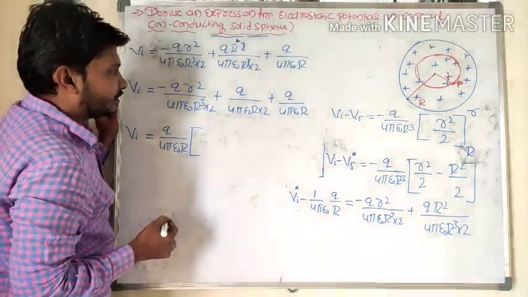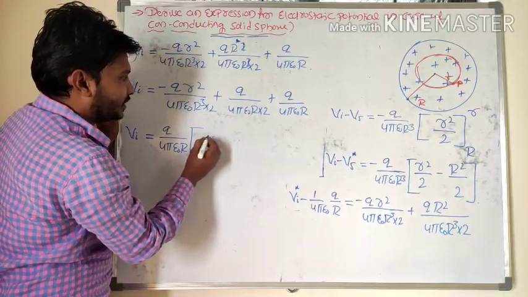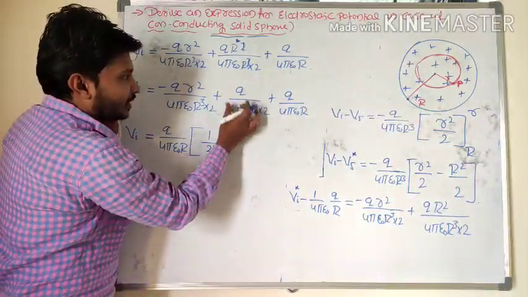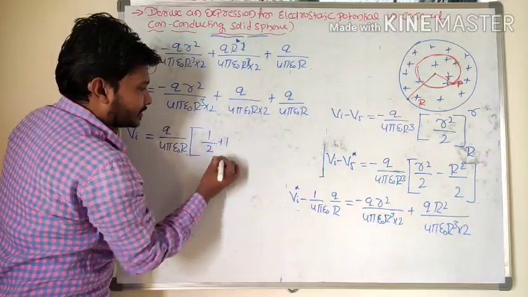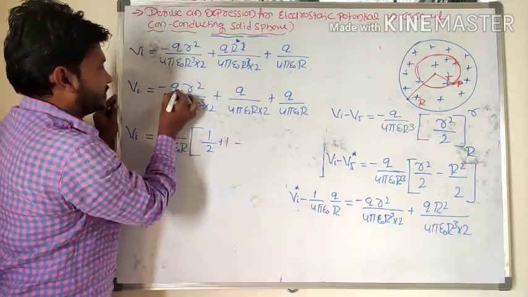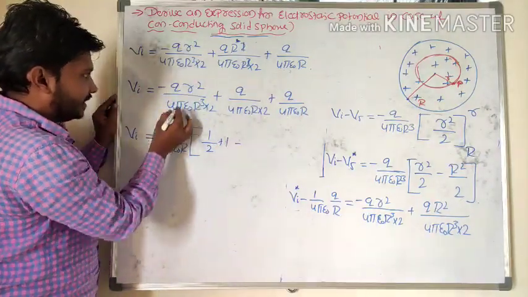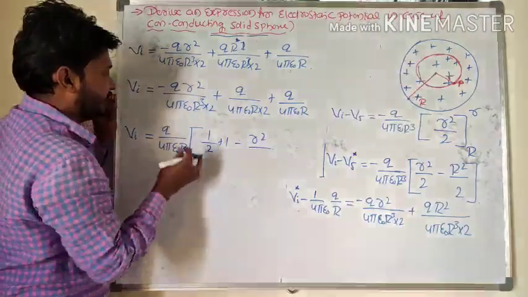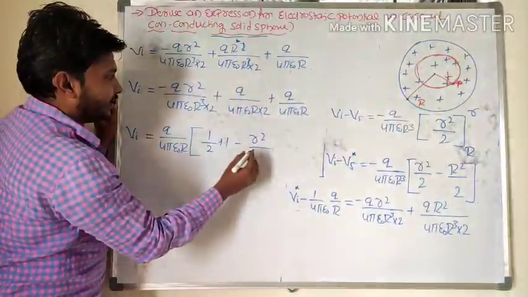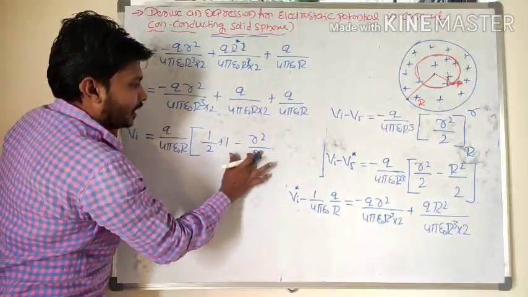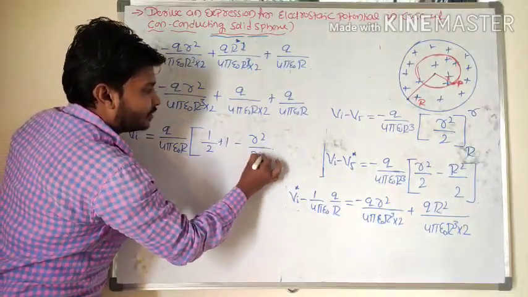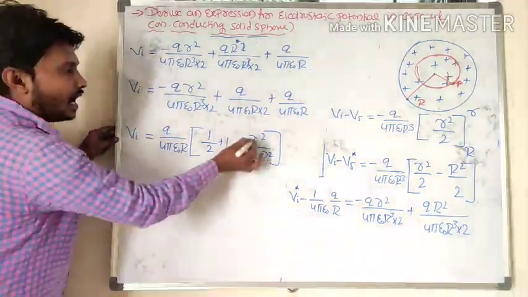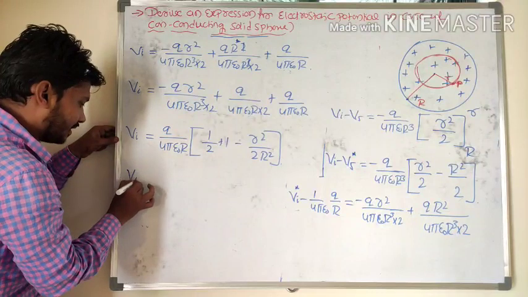In this equation, which one will be the common factor here? 1 by 2. What is that value here? Here 1 by 2, here plus of 1, here minus of... q is already taken outside. What term remains here? r square divided by, already one term is taken out, so r square divided by 2r square. Look here, this equation becomes r square divided by 2r square.